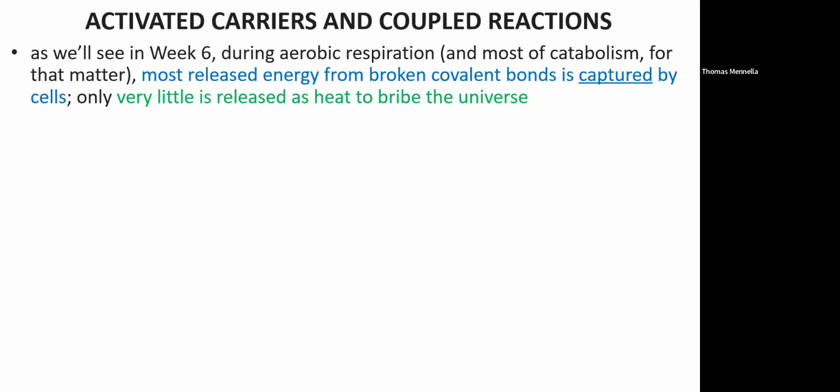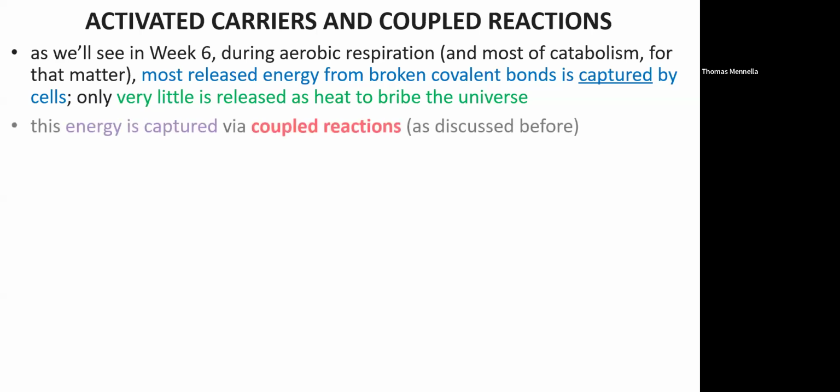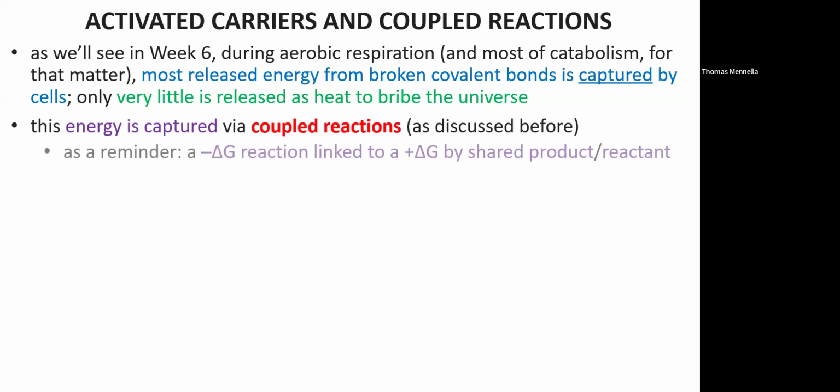We can't capture all the energy because then the reaction would have a delta G of 0, and it would be at equilibrium. And remember, cells are striving to stay in disequilibrium. So we have to release a little bit of that free energy as heat in order to bribe the universe, but most of that negative delta G is captured as an activated carrier. And it's captured more specifically in a coupled reaction. We talked about coupled reactions before in this class. As a reminder, that's when we have a reaction with a negative delta G, such as breaking a covalent bond, linked to a reaction with a positive delta G, such as making a new high energy bond of an activated carrier. That's how it connects.